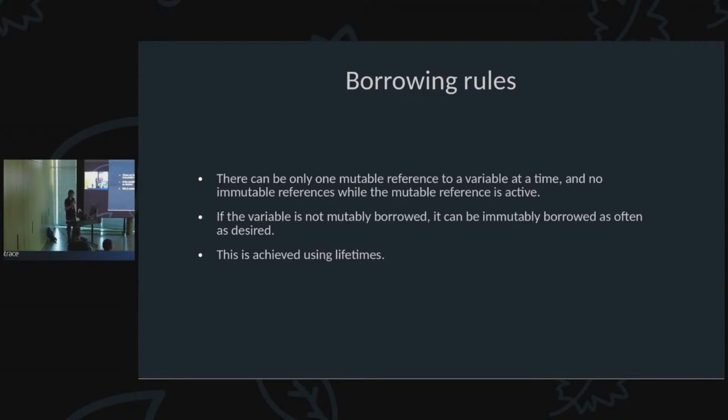As I'm pretty sure a lot of you know, there can be only one mutable reference to a variable at a time, and no immutable references while the mutable reference is active. This prevents data races and use after free. If the variable is not mutably borrowed, it can be immutably borrowed as often as desired, since when nothing's modifying it, you can't have a data race.